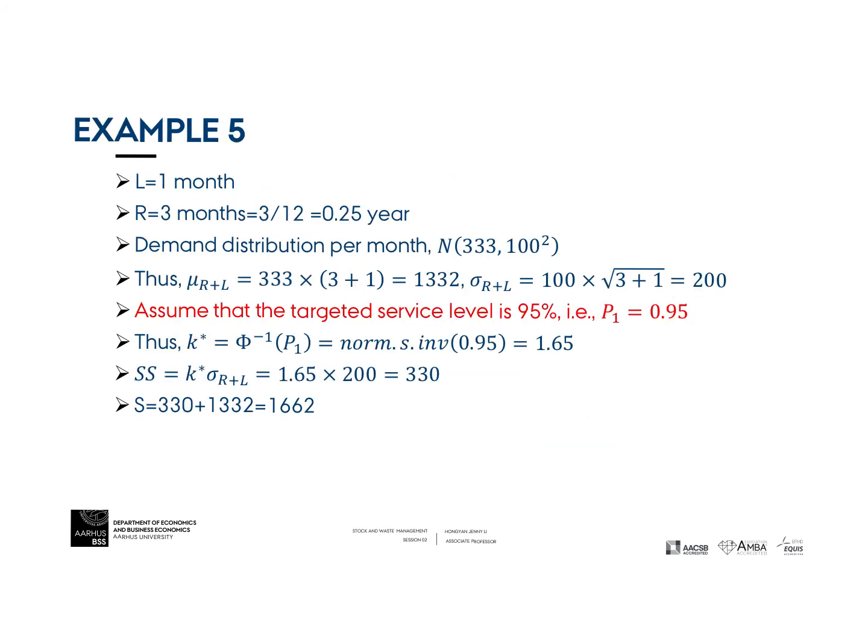This is a numerical example based on the capital R and S model. So again, I repeat, this is a periodic model. And then we know we have a targeted service level. So assume that the targeted service level is 95%. We claim this is P1, not P2. And in the Excel, we did a calculation.